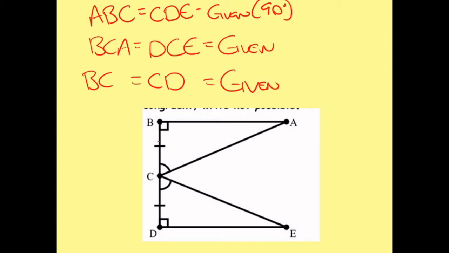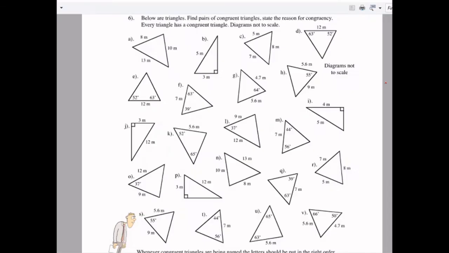So I've got angle, side, angle. And you've got right angle, side, angle. So this is also congruent. Now, just the questions. What I want you to do is pair them up. Okay? But state the reasons if they're congruent or if they are not congruent. Pause the video if you have to.